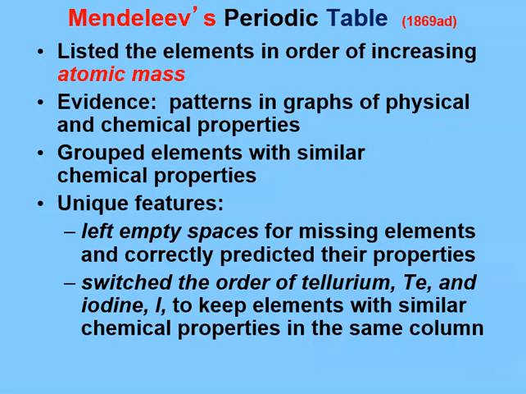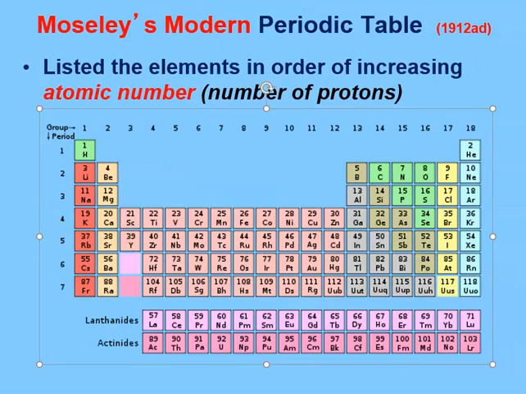Let's compare Mendeleev's periodic table to the modern periodic table. The modern periodic table is based on increasing atomic number. It lists the elements in order of increasing atomic number, which, as you'll recall, is the number of protons. Back in 1912, Henry Moseley shined X-rays on the elements, and he was able to determine a specific number associated with each element. He didn't know that that was a number of protons because they had not been discovered yet. But what he did is he listed the elements in order of increasing atomic number.